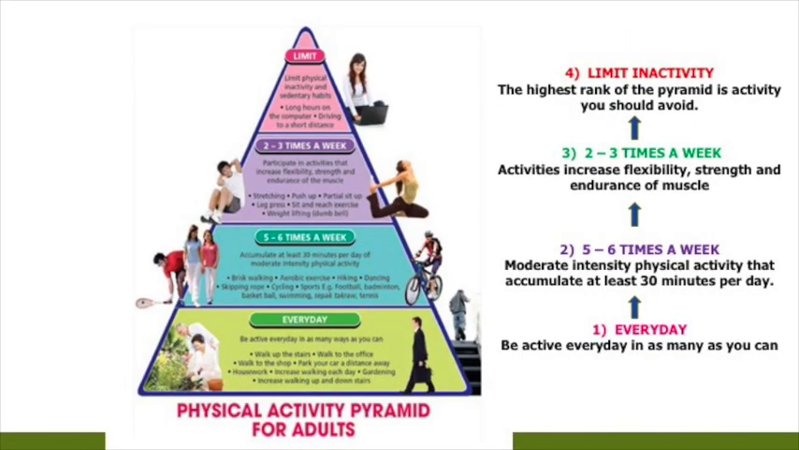It is important to have some knowledge on how much activity we need in a week in practicing an active lifestyle, especially for adults. According to the physical activity pyramid, it is good to ensure that you practice these steps by, first, being active every day in as many ways as you can. Doing activities such as walking up the stairs, walking to the office or shop, parking your car a distance away, housework and gardening. Second, do any activities for 5 to 6 times a week.